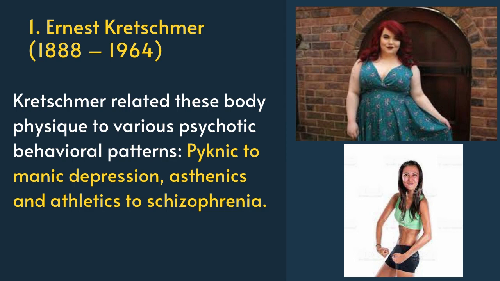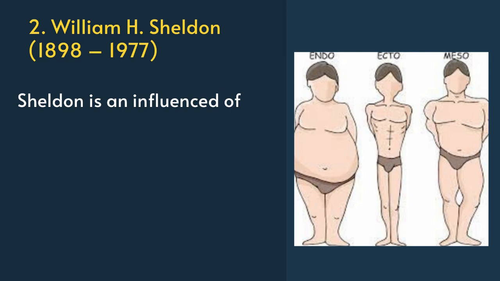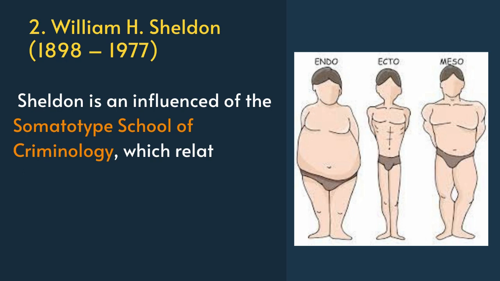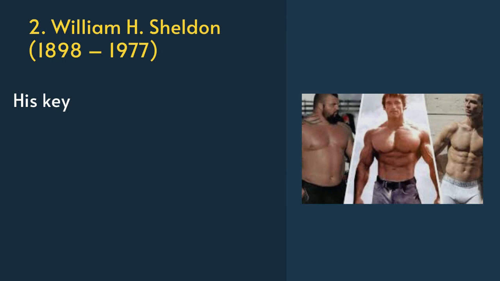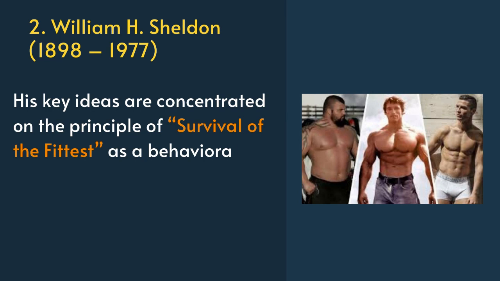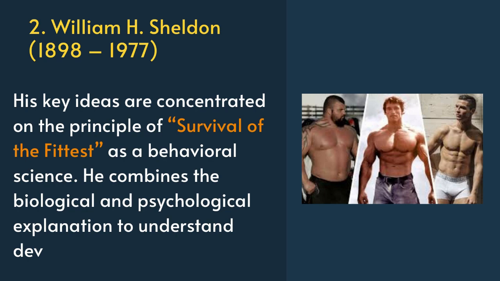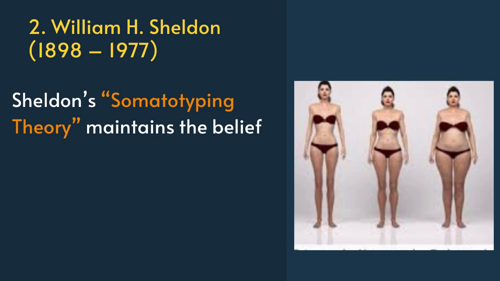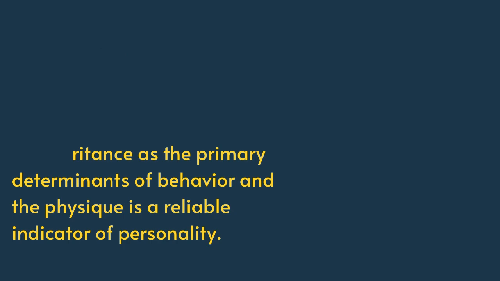2. William H. Sheldon, 1898-1977. Sheldon is an influence of the somatotype school of criminology, which related body build to behavior. He became popular for his own somatotyping theory. His key ideas are concentrated on the principle of survival of the fittest as a behavioral science. He combines the biological and psychological explanation to understand deviant behavior. Sheldon's somatotyping theory maintains the belief of inheritance as the primary determinant of behavior, and physique is a reliable indicator of personality. Classification of body physique by Sheldon.